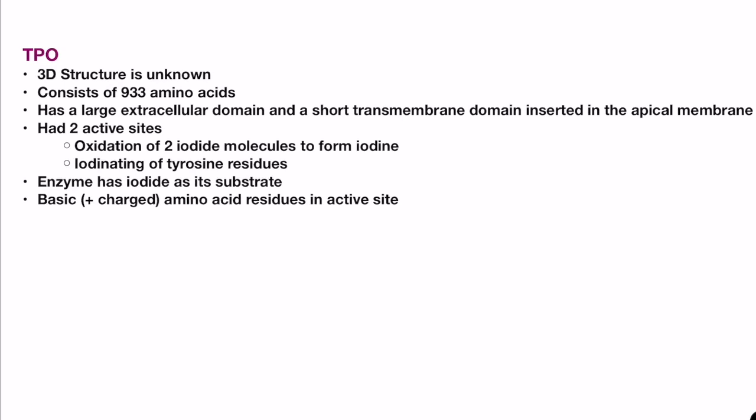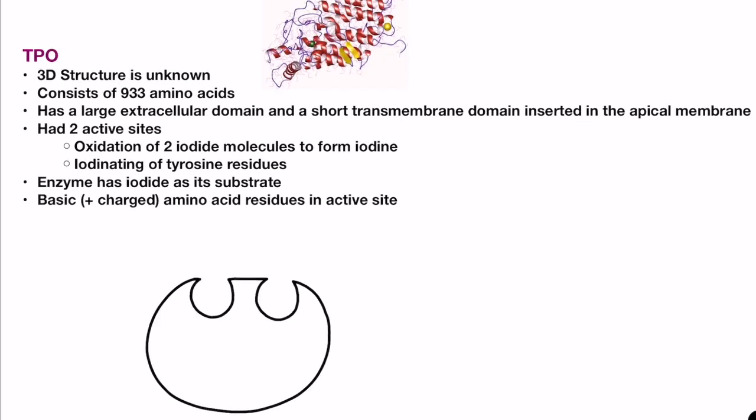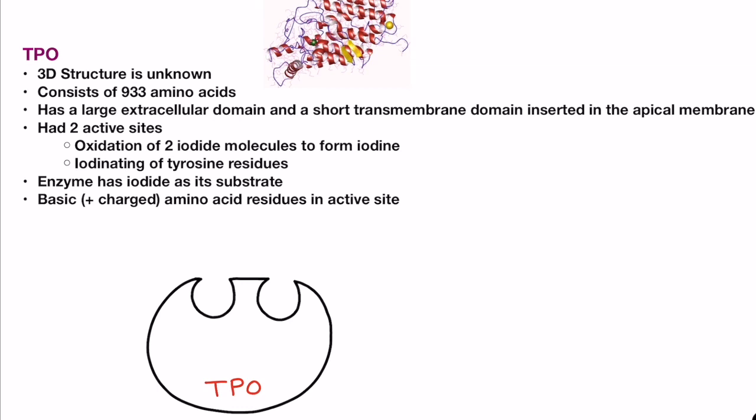The exact 3D structure of thyroid peroxidase is not known as of yet. However, some laboratories have been working on solving this, and they have modeled possible structures of TPO. What is known about the structure of thyroid peroxidase is that it consists of 933 amino acids and that it has a large extracellular domain and a short transmembrane domain, which is inserted in the apical membrane of follicular cells.